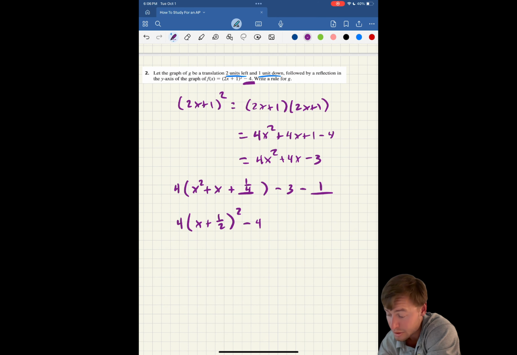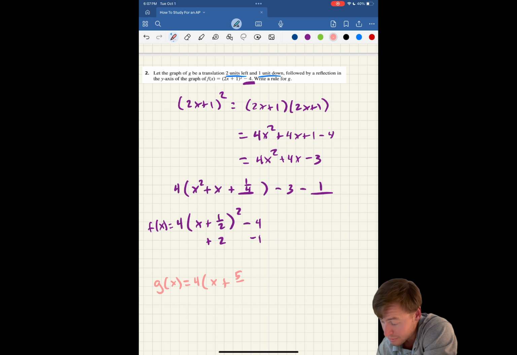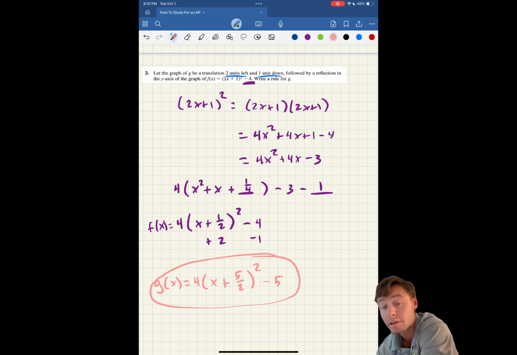So now my equation is in vertex form. f of x equals that. Now, if I shift it 2 units left and 1 unit down, all that means is I'm adding 2 here and I'm subtracting 1 here. So g of x, my new equation, would be 4 times (x + 5/2), 2 plus 1/2, minus 5. That's all you do. So the first thing I did was I put this into vertex form, and then I just shifted it using our translation rules.